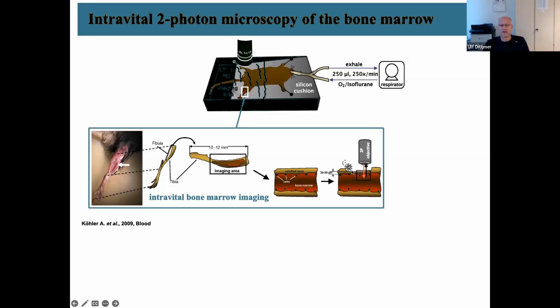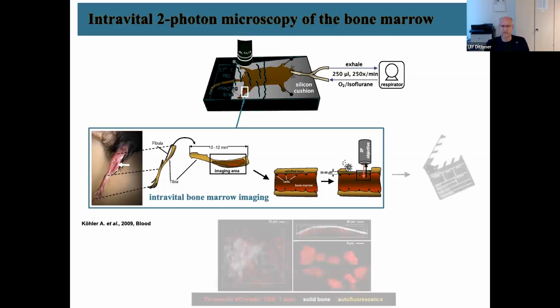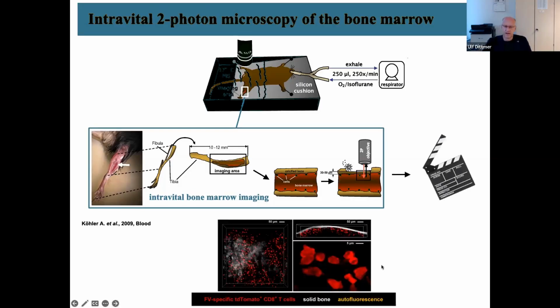And then you have to thin the bone here, so that it's not open, the bone, but thin enough that you can use the two-photon microscopy objective to go through the bone and film the cells in the bone marrow. And this is what Matthias established, and we together with Matthias for the Friend virus model. And you can see cells here already. So these are red fluorescent cells. You can see here the bone, that's the thin bone.